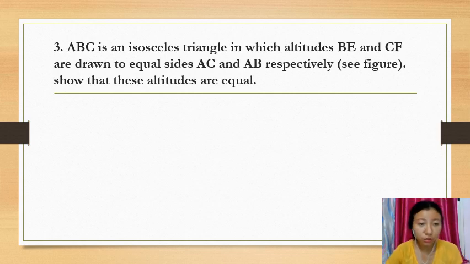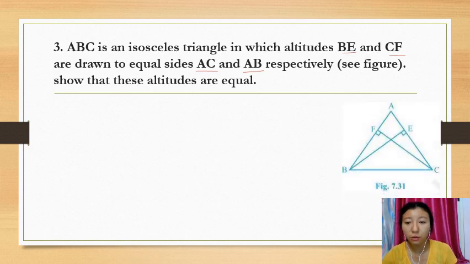Here the question is: ABC is an isosceles triangle in which altitudes BE and CF are drawn to equal sides AC and AB. Now what do you understand by altitudes? Altitude means height. Height is a straight perpendicular line, so it makes a 90 degree angle. So these two sides are equal. See the figure. Now this is the figure.